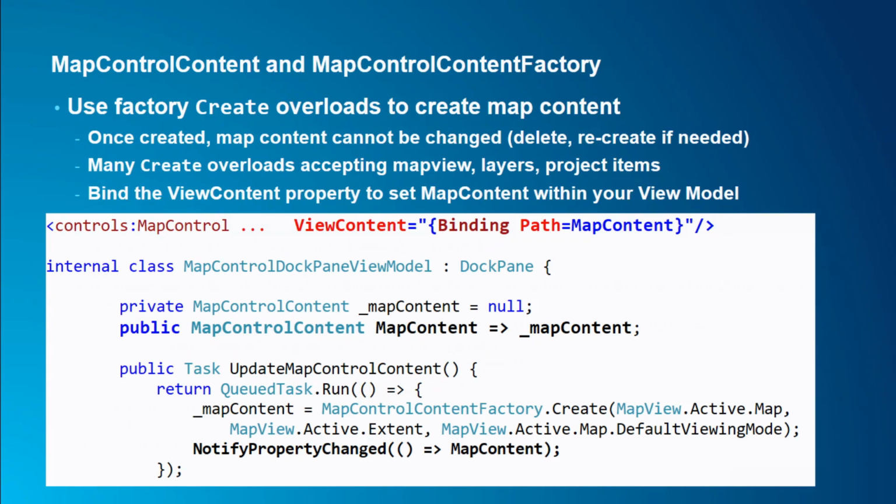The map control's content is created by calling the create method of the map control content factory class. There are many overloads for this create method. You can pass in various project items like a map, a scene, or a layer. An important thing to remember is that once you create your map content from a specific source, if you want to regenerate that content from a different source, you have to delete and recreate. If your add-in uses an MVVM pattern, you can bind your content to the view content property of the map control.